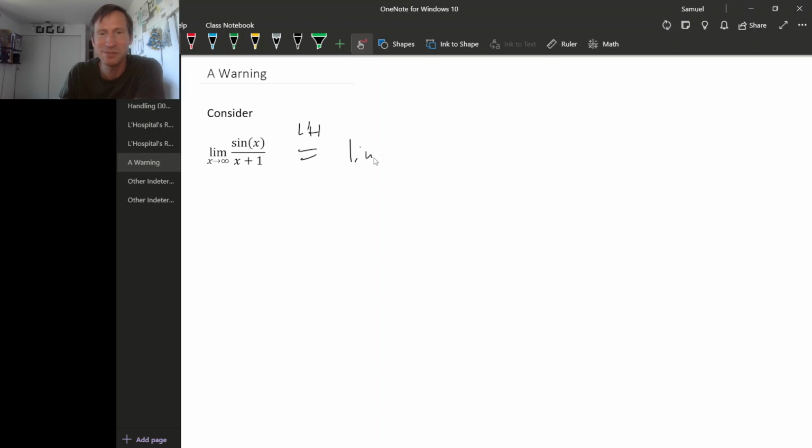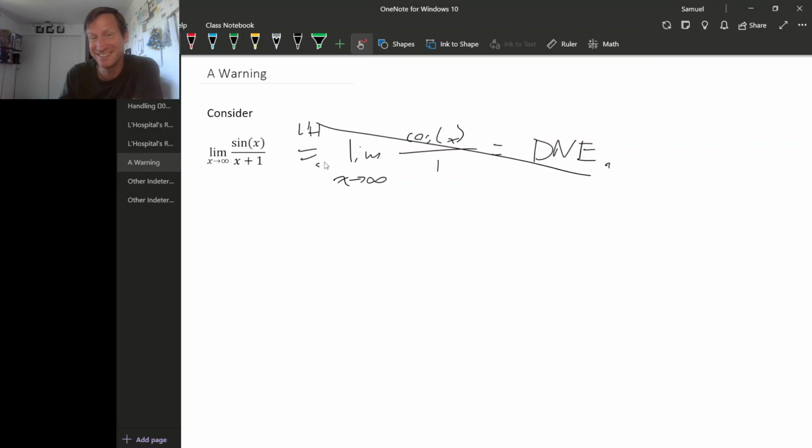So this is the limit as x goes to infinity of cosine of x over the derivative of the denominator, which is just 1, and then as x goes to infinity, cosine of x doesn't have a limit. So I guess that means this limit does not exist, right? Well, no, actually, this is not right. And the reason is because I can't use L'Hopital's rule here.